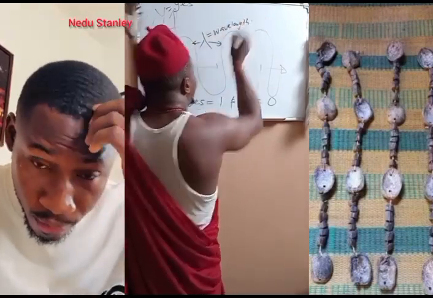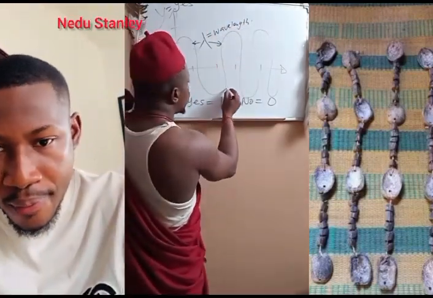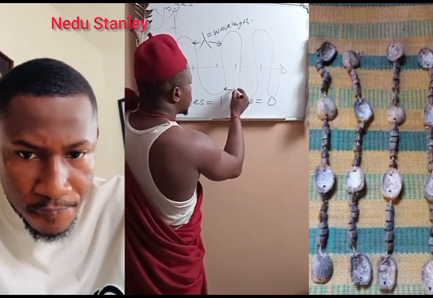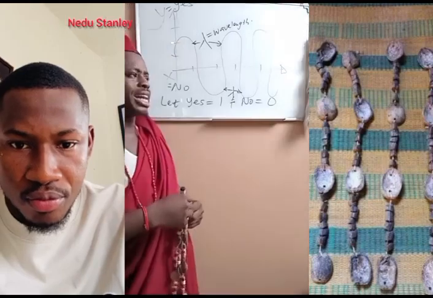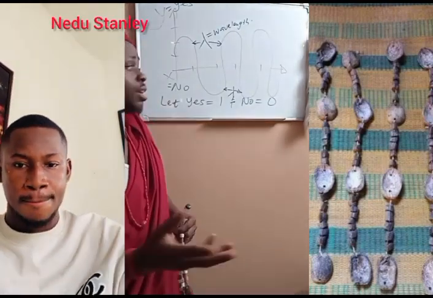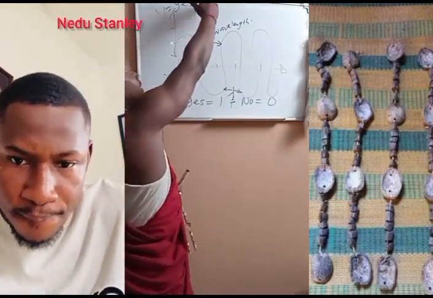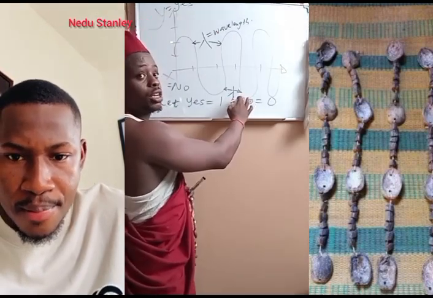But this is wavelength at the crest. This is also wavelength. This is wavelength at the trough. People that will understand me better are people that are science inclined. So this is wavelength at the crest. This is wavelength at the trough.